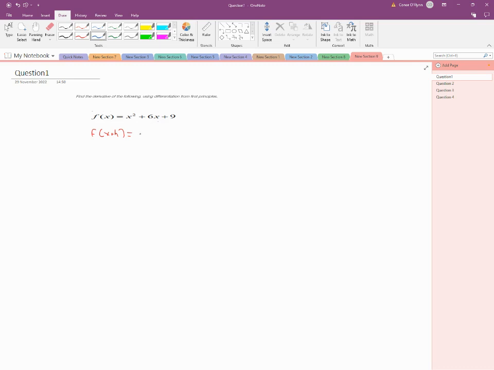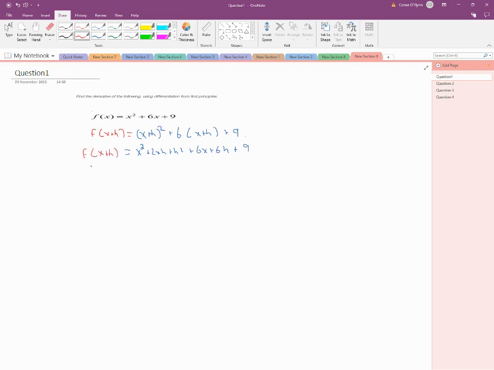So they want you to do the first principles. So you've x squared, so x plus h squared, 6 times x plus h, plus 9. Now we have to multiply x plus h squared. A quick way of squaring brackets is square the first term, square the second term, and twice the product. And multiply the 6: 6x plus 6h plus 9.